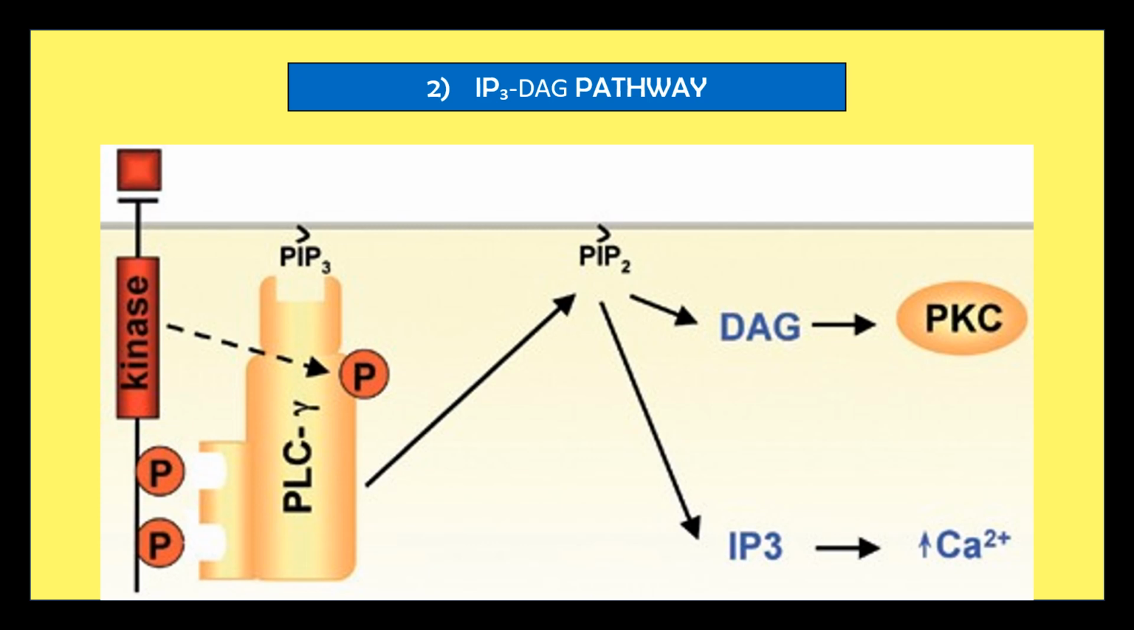Signaling via the IP3 DAG pathway leads to an increase in cytosolic calcium and to activation of protein kinase C.